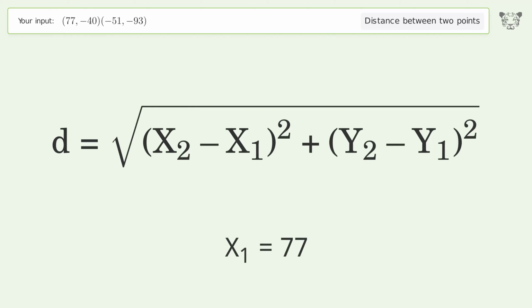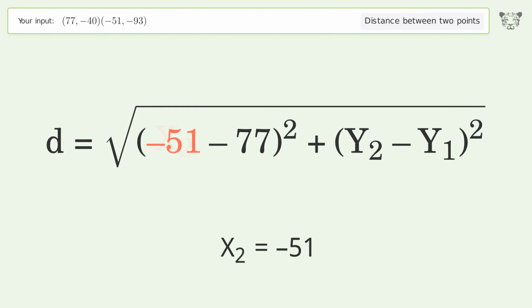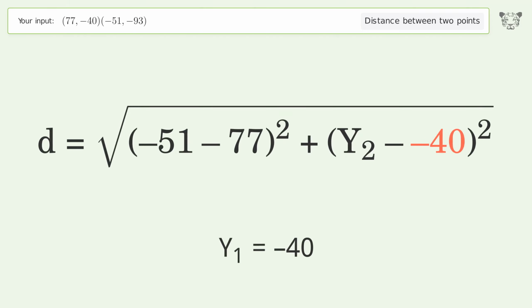x1 equals 77. x2 equals -51. y1 equals -40. y2 equals -93.